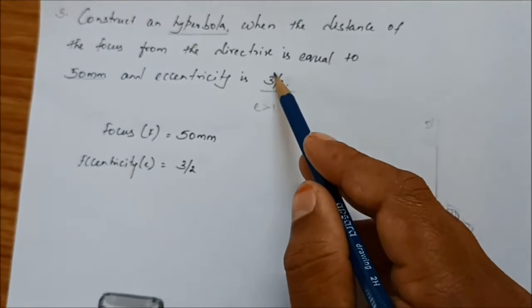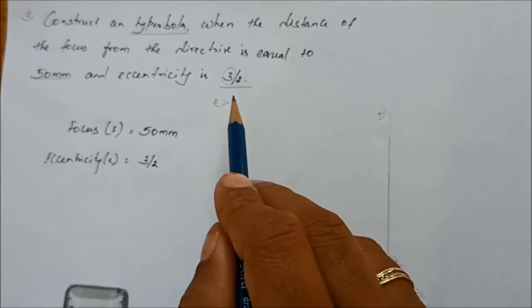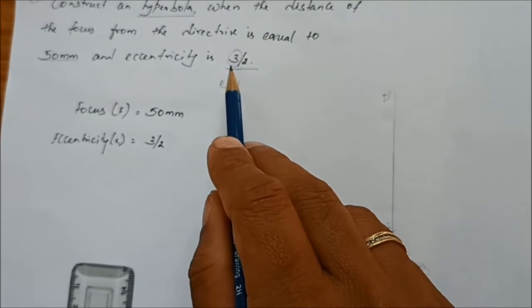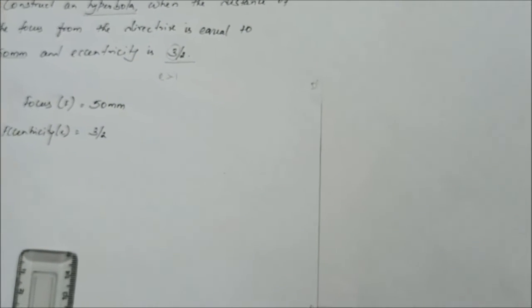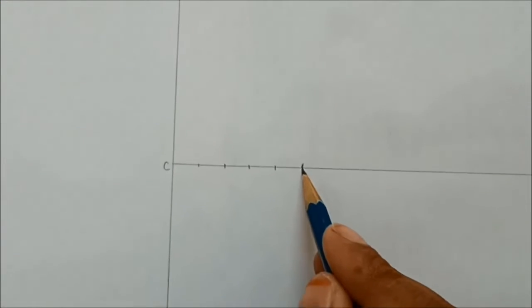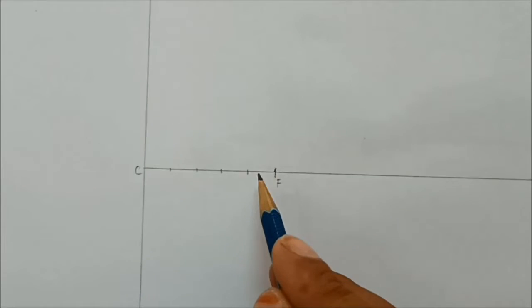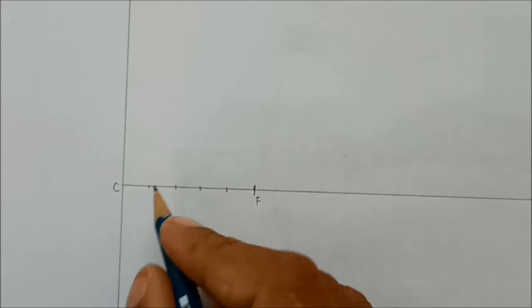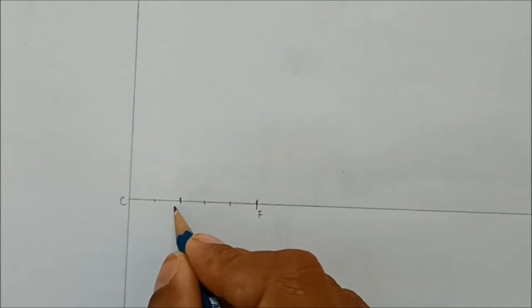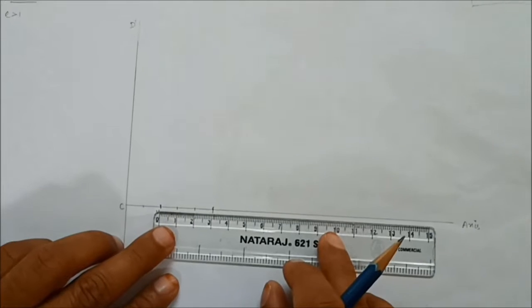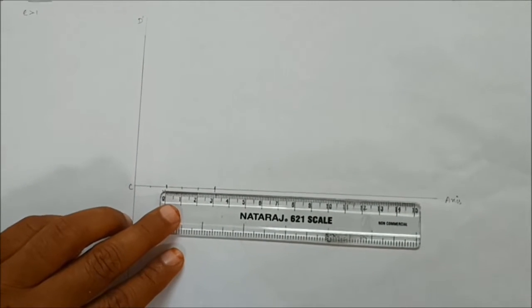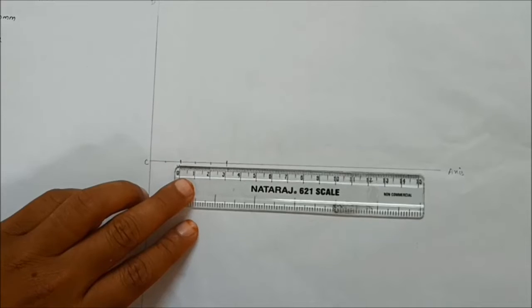After that, you have to find the vertex. How do we find the vertex? It is the same as for the ellipse. Take the numerator value, don't take the denominator value. Please watch once again: take the numerator value. Here the numerator is 3. I mark this 3 from the focus, taking the focus as 0, then 1, 2 and 3. So this is my vertex. Clear? The distance from the focus is 3. Then we follow the same procedure as for the ellipse and parabola.